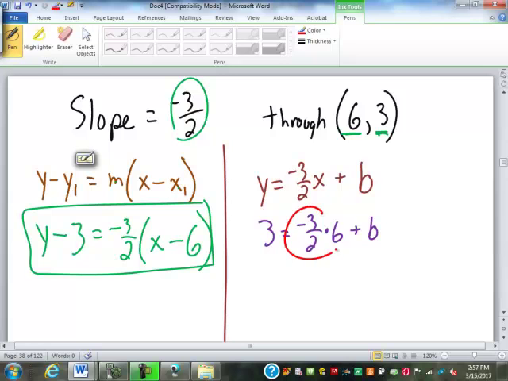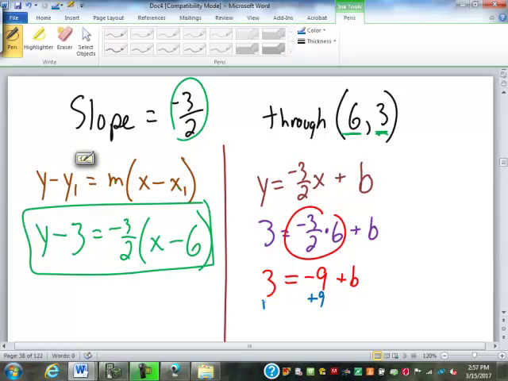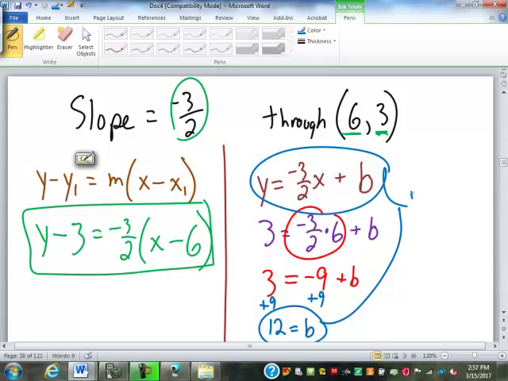So negative 3/2 times 6 is negative 9. You are correct. Plus b. Then what do we do? Add 9. So 12 equals b. So this equation is y equals negative 3/2 times x plus 12.